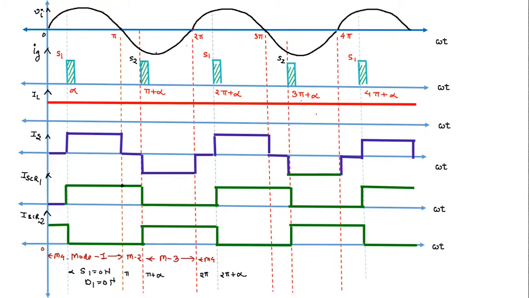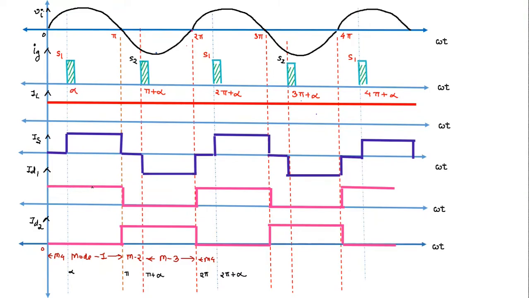Next is our SCR2 current. SCR2 current will be 0 because it is not conducting in this mode. Therefore, the SCR2 current will be 0 from omega t is equal to alpha to omega t is equal to pi. Now we'll understand the diode current. Since the diode D1 is on in this condition, diode current will continue to flow from omega t is equal to alpha to omega t is equal to pi. Okay, and diode D2 is off, therefore this current will be 0 from omega t is equal to alpha to omega t is equal to pi.